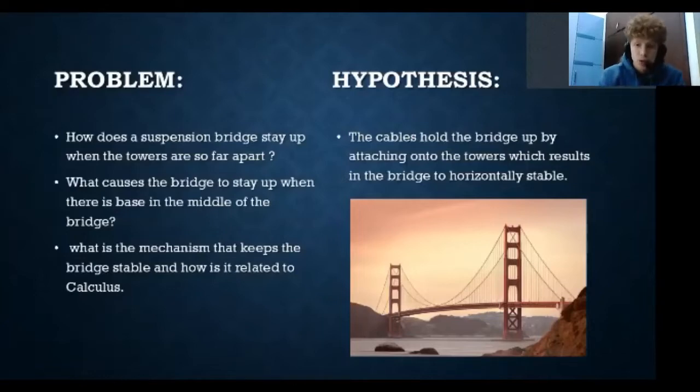We wanted to know what the mechanism is that keeps the bridge stable and how it is related to calculus. How is calculus going to help us understand this topic? The hypothesis we gave is that the cables hold the bridge by attaching to the towers. Those cables attach through the different poles down to the middle, which makes the bridge horizontally stable so it does not fall apart in the middle.